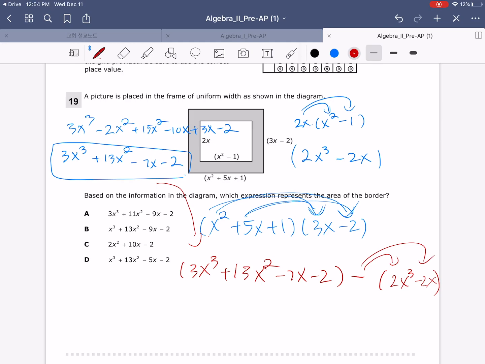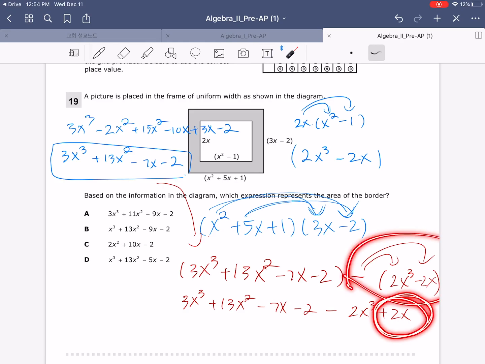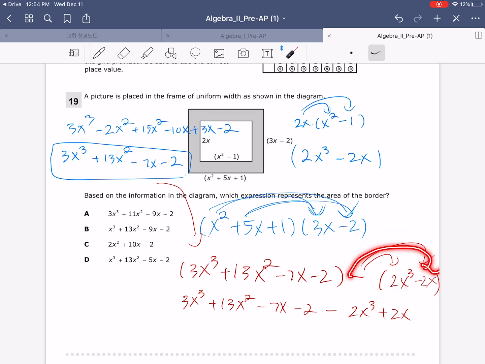So if you distribute, it's going to be 3x cubed plus 13x squared minus 7x minus 2, negative 2x cubed plus 2x. Just be careful here, because I can see a lot of you will make a mistake here. Negative times negative becomes positive, right? Let's see what we can combine together. We can combine this and this. What else? We can combine this and this. And that's it.